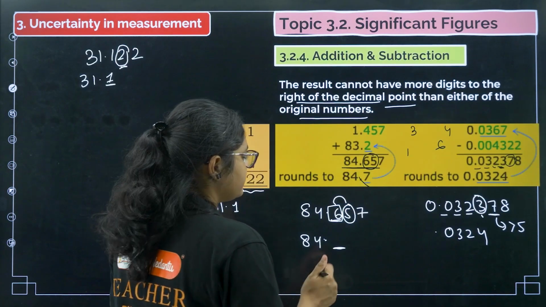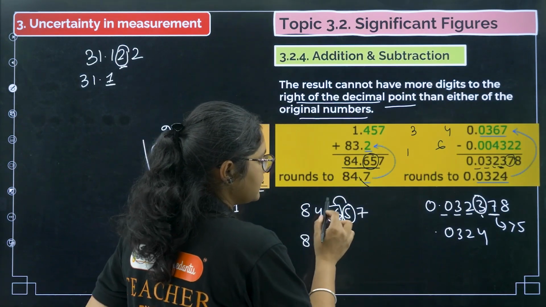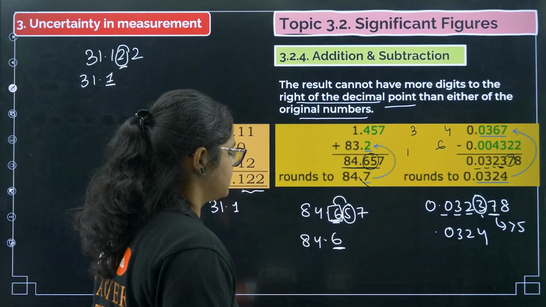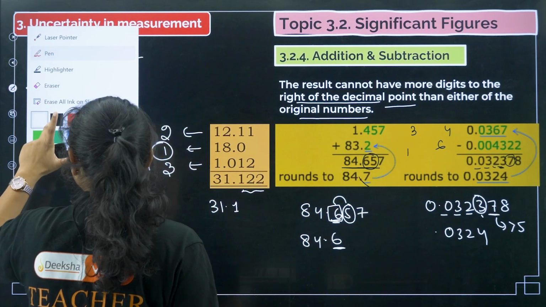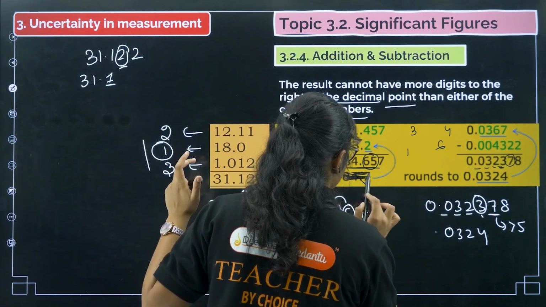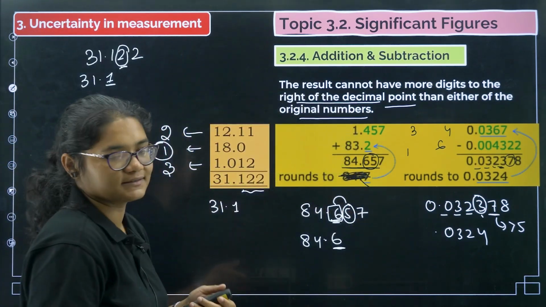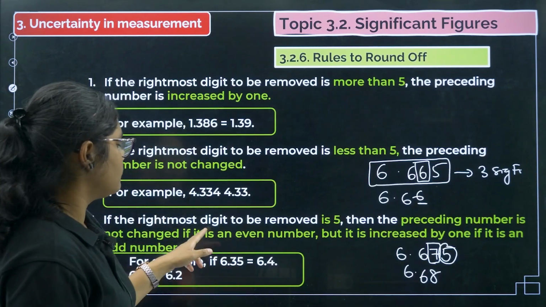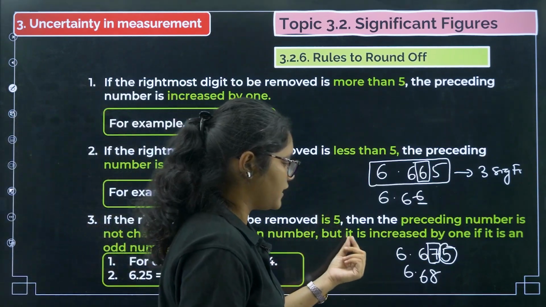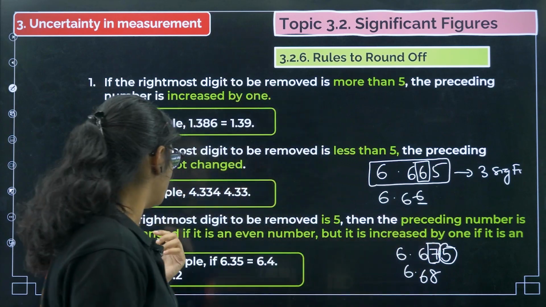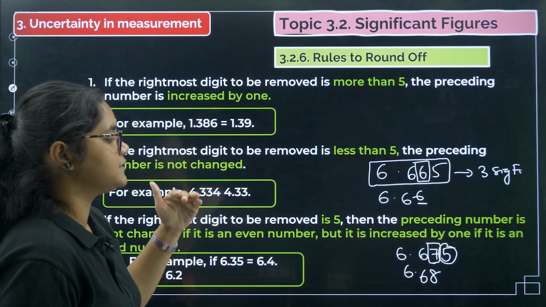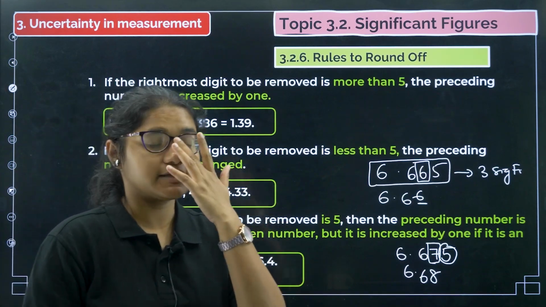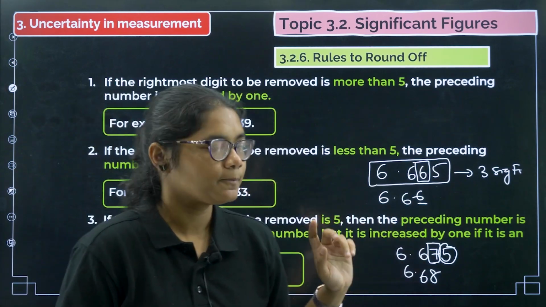Now if you see this number, this is an even number, so it should remain as it is. So this will become 84.6, not 84.7. So this is wrong here as given. Clear? So let us check the rules here once again. If the rightmost digit to be removed is 5, then the preceding number is not changed if it is an even number, but it is increased by 1 if it is an odd number. The preceding number was 6, which is an even number, so we need not change it.